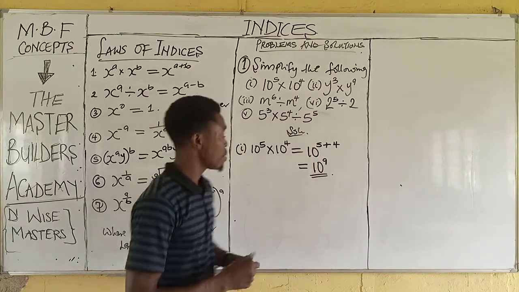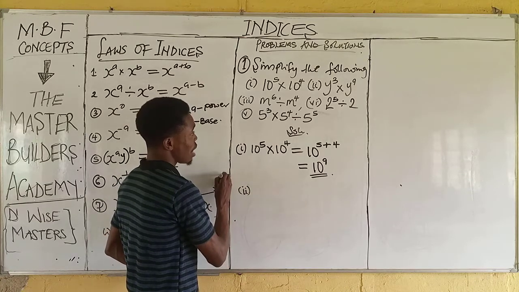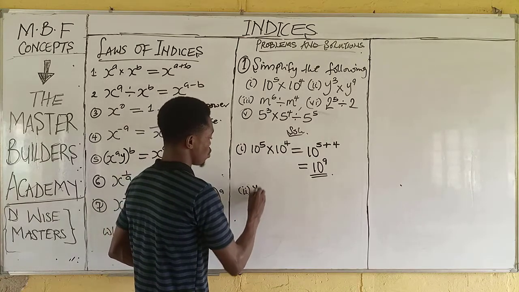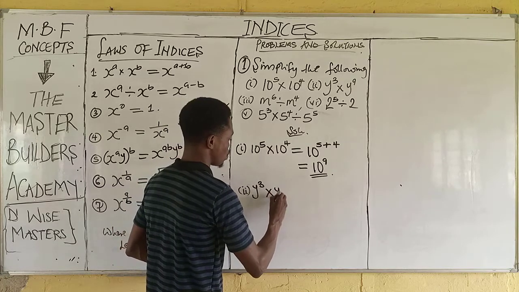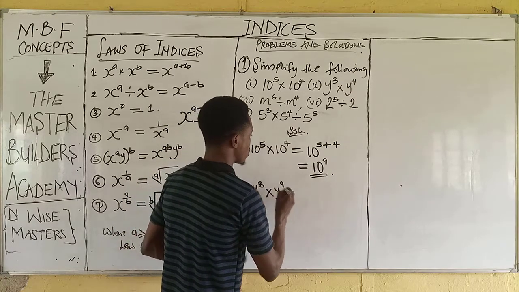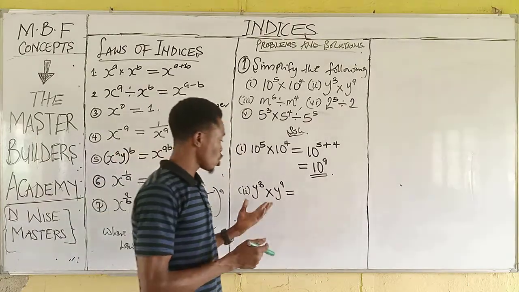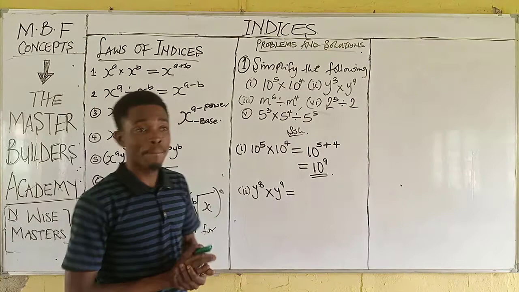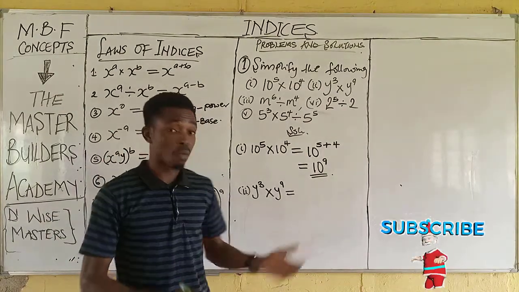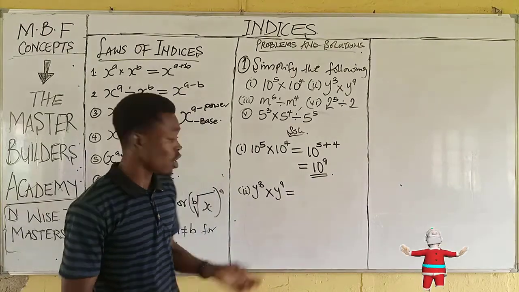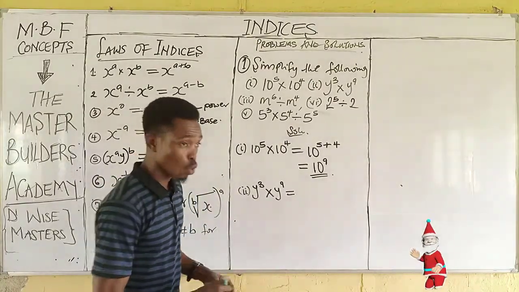Are you there? Yeah. Now we move to Roman figure 2. And in Roman figure 2, we were given y raised to power 3 multiplied by y raised to power 9. So with what we have here, the first thing you always check out for when you have the product or the multiplication of two bases to different or equal powers is to check whether the bases are equal. Of course, the base here is y, and the other base also is y.